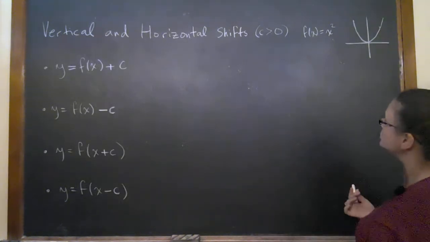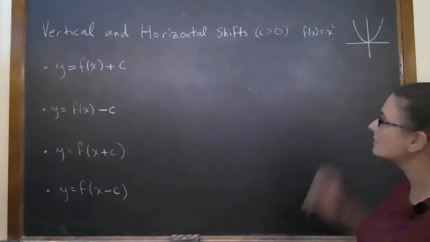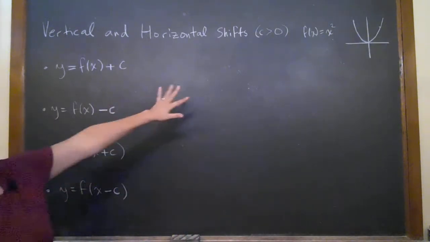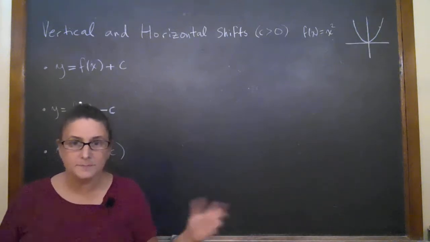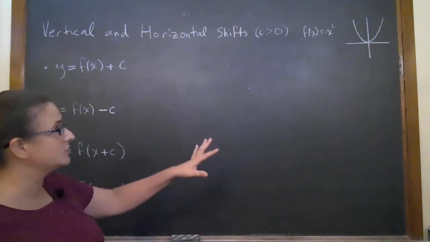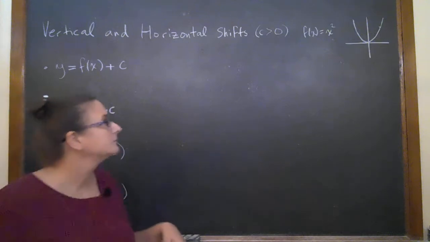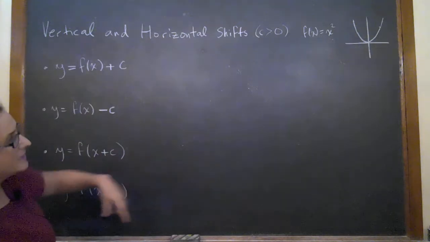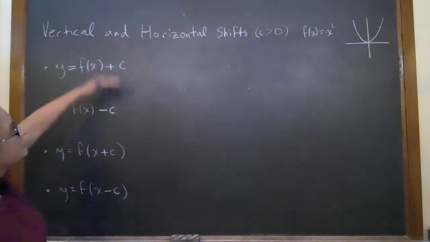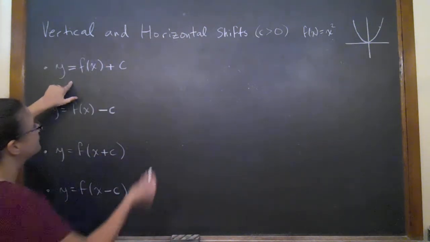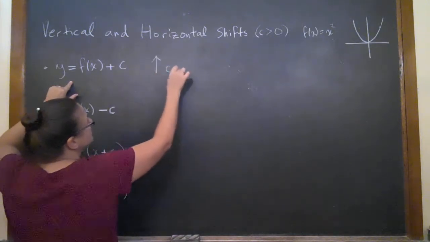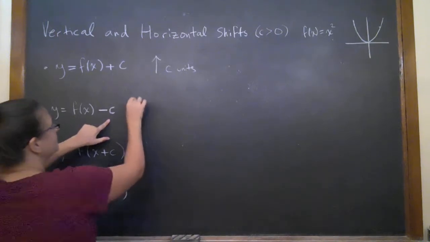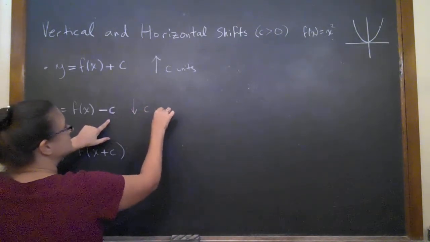And now I'm going to change the function by adding or subtracting a number c. In this case, we're going to take c to be positive. So what's going to happen with the function if I add or subtract the c? Well, if I just add or subtract the c on the outside, I'm going to shift vertically. So this is going to shift my function up c units, and if I subtract, then my function is going to move down c units.